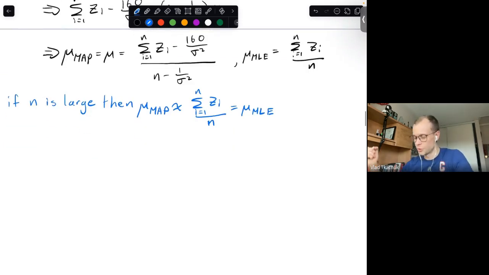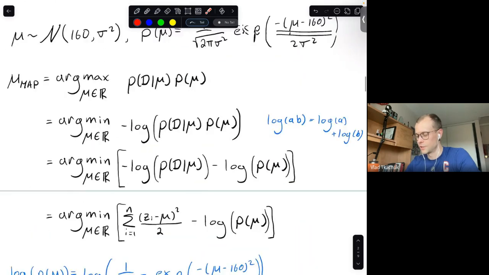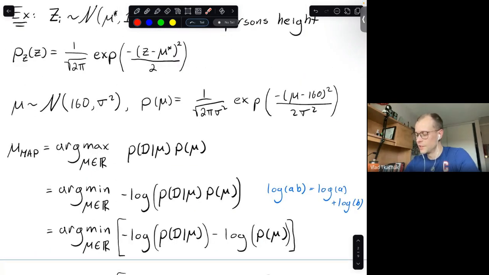So a very important observation happens with MAP. The second important observation is you can think about how confident you are in your prior. The way to think about this is: this thing has a mean of 160, or its expected value is 160, but your confidence can be expressed by how much variance you put on your prior. If there's zero variance, then you basically have 100% confidence. It has to be 160.